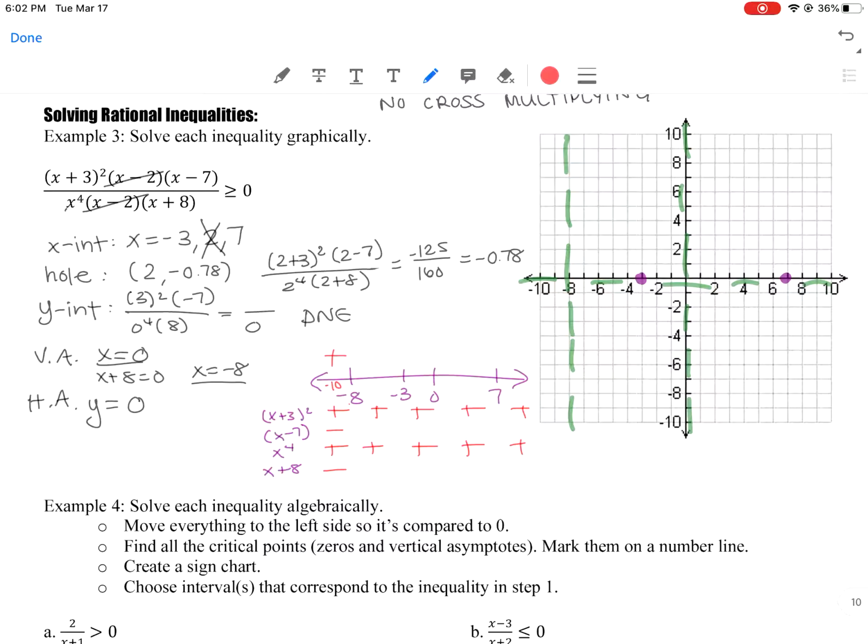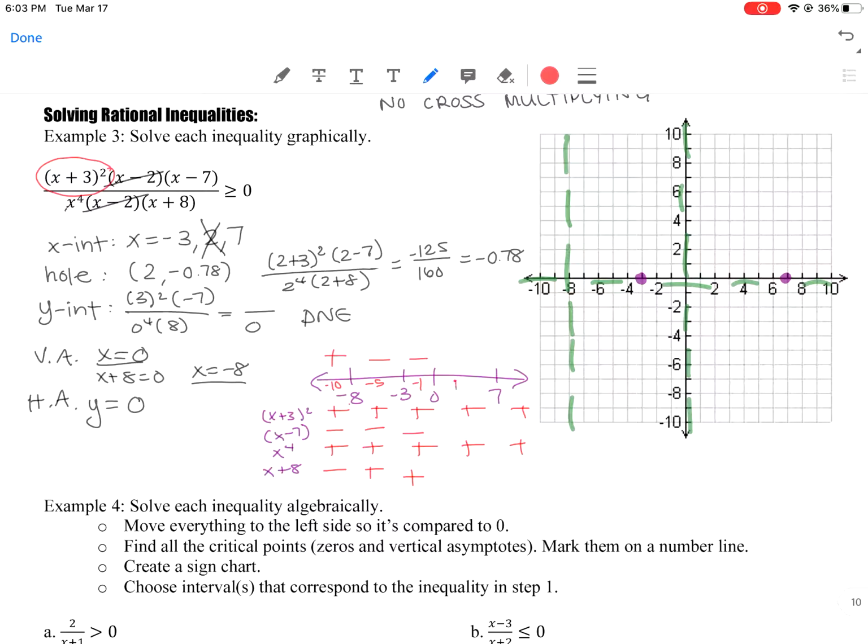If I choose a number between negative 8 and negative 3, I get like negative 5. So this is a negative and then a positive, so this interval is negative. If I choose like negative 1 there, I get a negative and a positive. So notice it is still negative, which makes sense because if you look at the equation, x plus 3 squared, notice how it's bouncing off that x-intercept, so therefore it's going to stay in the same bottom part.